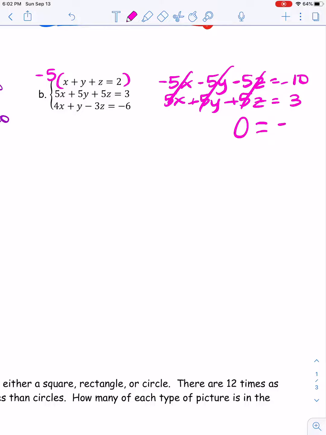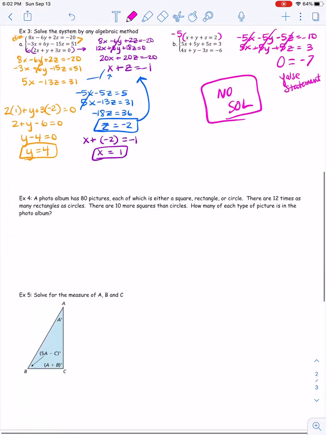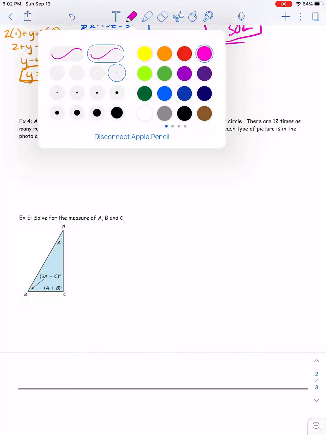0 equals -7, which is not true. So this is a no solution. The false statement. Put that false statement. So, no solution. All right, and then we just have 2 word problems. So remember, we're setting up our 3x3.